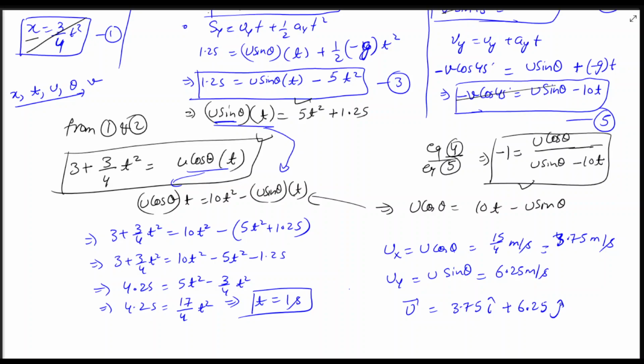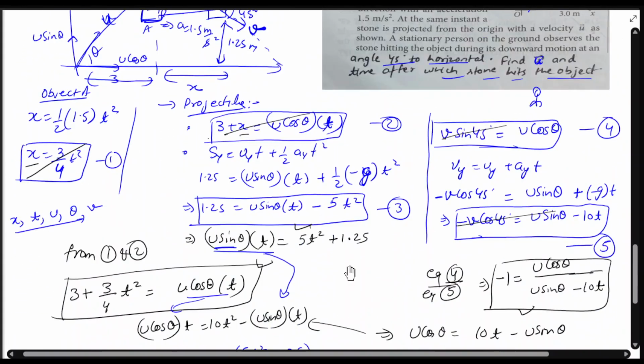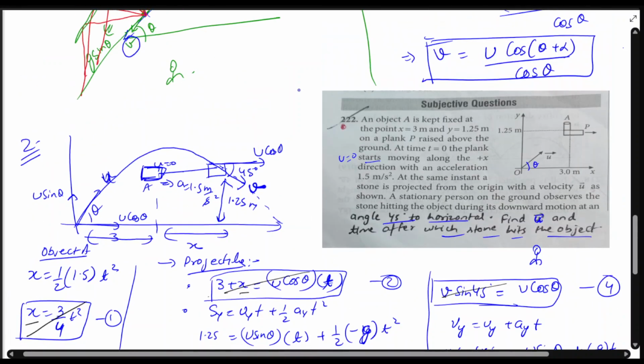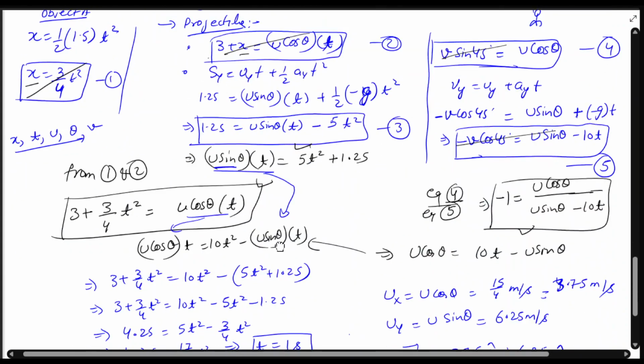So this question is actually very easy, but it's a bit lengthy, right? We have to write 5 equations, then we have to eliminate those variables. So it's a bit lengthy, so I consider it as a moderate one. Okay, let's move on to our third question.